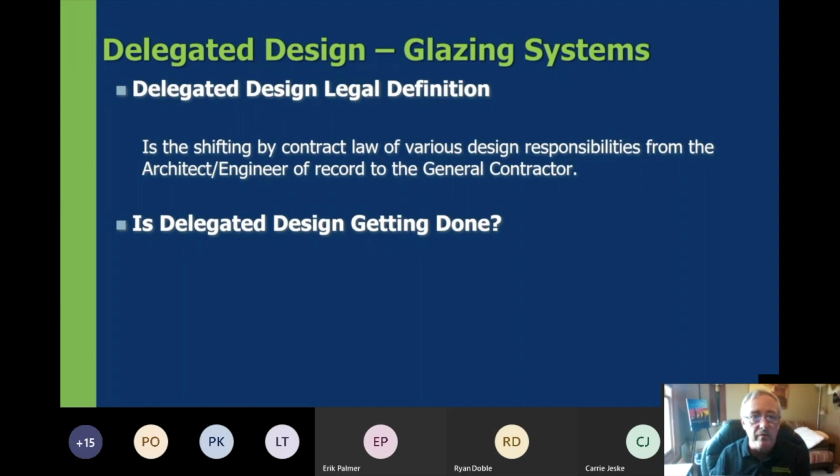And we're going to cover one of the major limitations associated with these manufactured glazing systems in a moment. But let me define delegated design. It's usually the shifting by contract law of various design responsibilities from the architect or engineer of record to the general contractor. And so my question about this is, with reference to building structural movement, does this always get done?